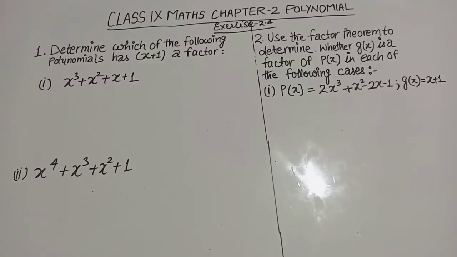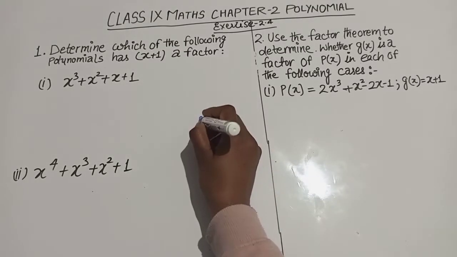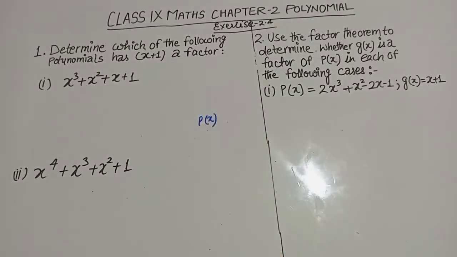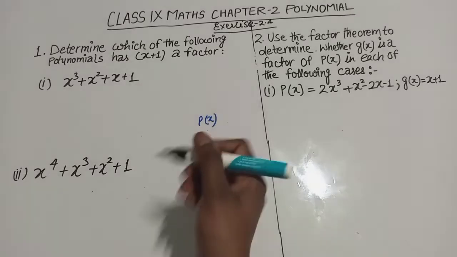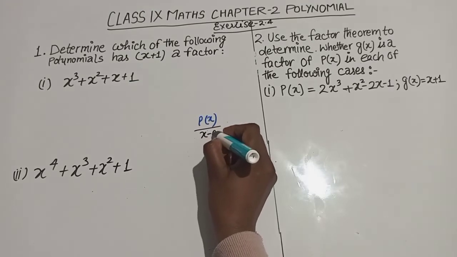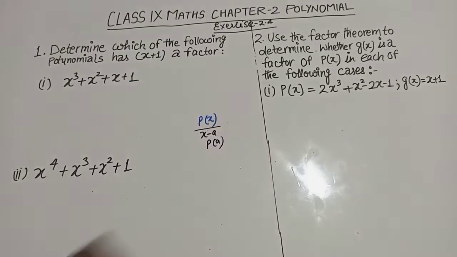Hello. Today we will do class ninth math chapter 2 polynomial exercise 2.4. Before doing exercise 2.4, let us recall the remainder theorem and the factor theorem. What the remainder theorem says: when a polynomial whose degree is greater than or equal to 1 is divided by x minus a, then the remainder is p(a).